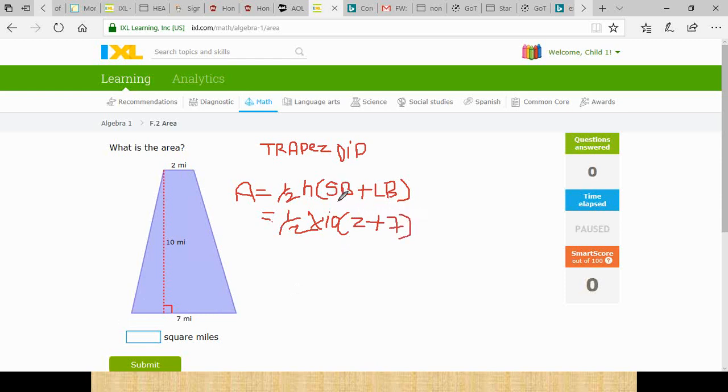So in the brackets, we have the short base plus the long base. A half of 10 is 5, right? So we can just put 5. And in brackets, 7 plus 2, that's 9. So 5 times 9, that's 45. And it's 45 square miles because you're talking about an area.